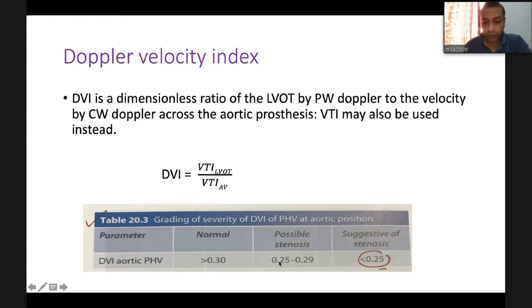If it is between 0.25 to 0.29, there is some possibility of stenosis. If it is less than 0.25, there is some sort of stenosis. So by simple measurement of DVI, you can assess whether the patient's valve is stenotic or not. This is for the aortic valve.